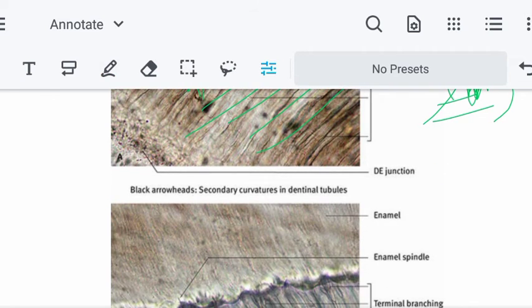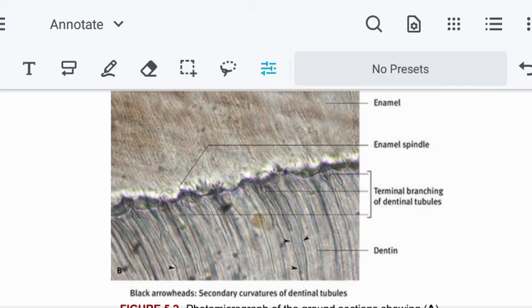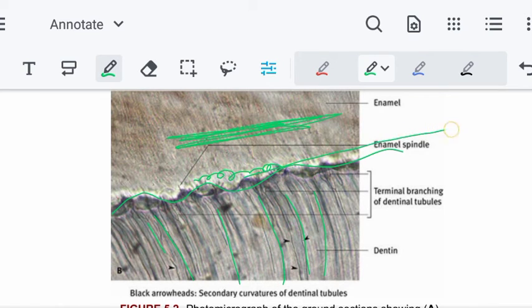This is the dentin enamel junction. This is the enamel here. This is the enamel, and this is the dentin enamel junction. These are the dentinal tubules, which are S shaped. Okay, terminal branch of dentinal tubules. See here, you can see small branches here. These extend into the enamel, and these are actually called enamel spindles.